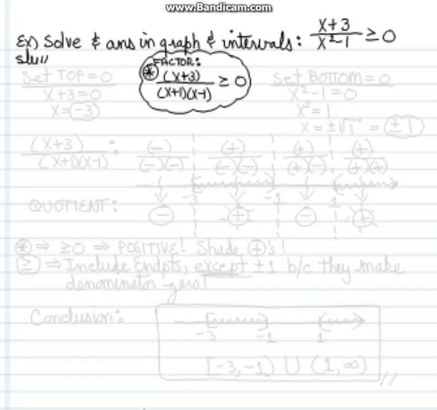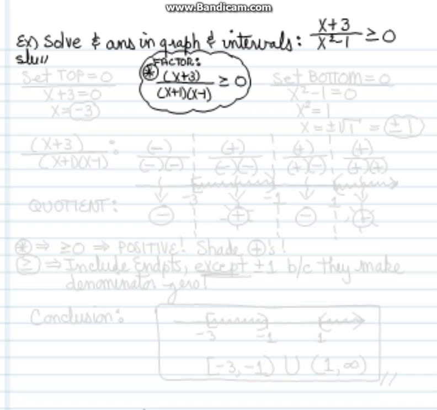Solve and answer in graph and interval form the rational inequality. Rational inequality means fractional. x plus 3 over x squared minus 1 is greater than or equal to 0. Okay, before we do anything, we should factor wherever we can factor. So the top doesn't factor, but the bottom does.